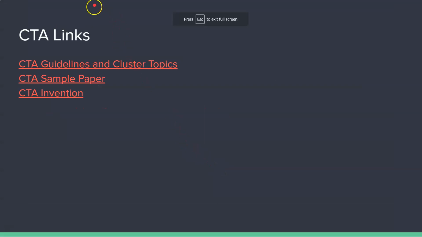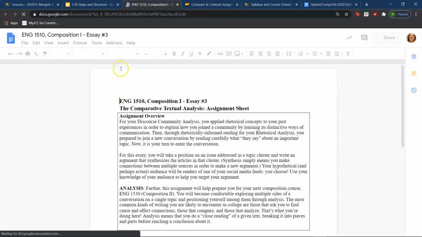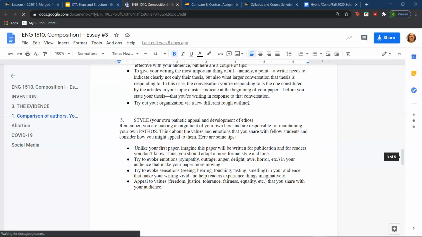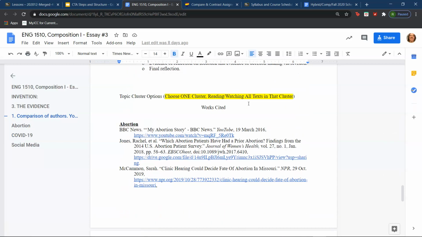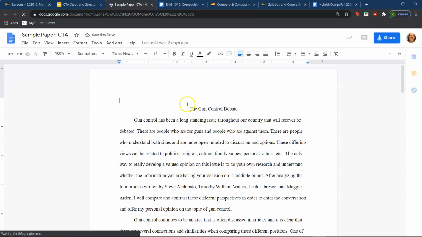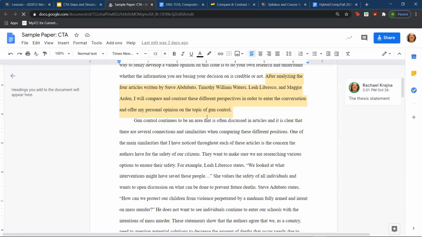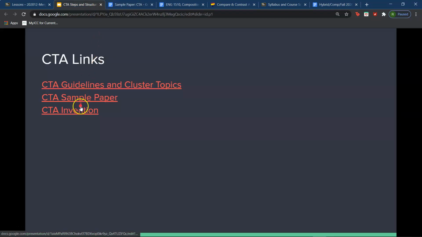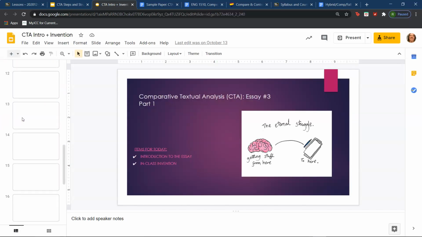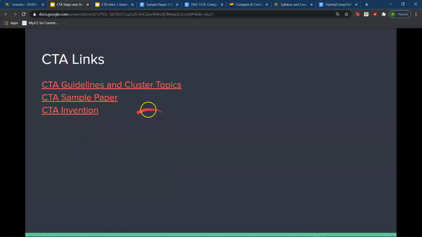And lastly, I have the CTA links here. So I have the link to the guidelines here and also the topic clusters. You can find all the sources at the bottom of this handout of the guidelines. If you need to find those links, they're available. I also have the link to the CTA sample paper, which is something that we went over last Monday in class. And I also have the CTA invention here that I have already gone over in class as well. So if you need a review of those things, you can find that on the slide.